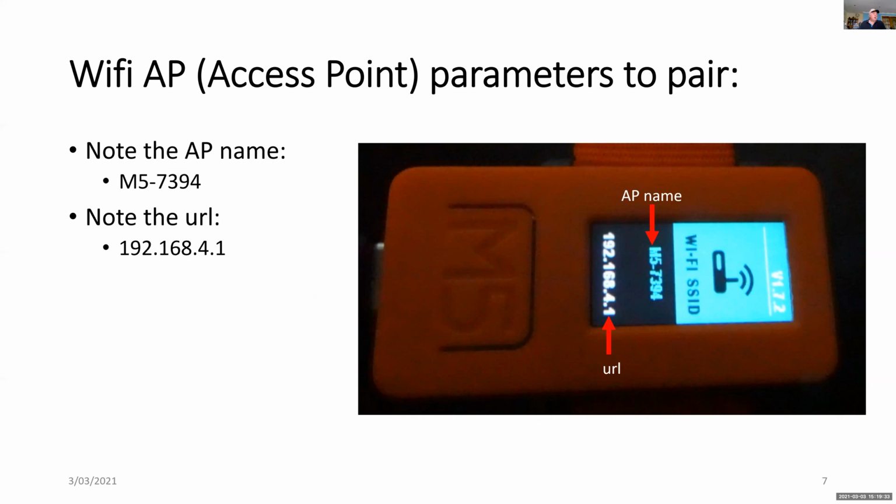Now, once it's activated, you'll get a message on your screen, which is on the window here of the M5StickC. The two important items are the AP name and the URL. So here I've got an AP name called M5-7394. And the URL is 192.168.4.1.